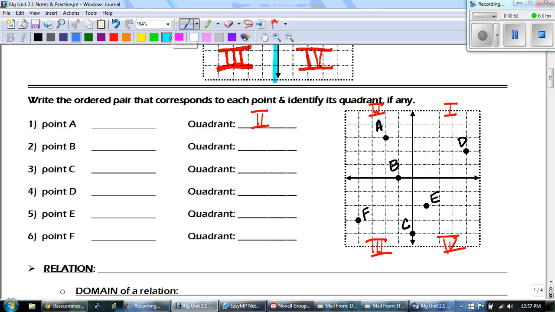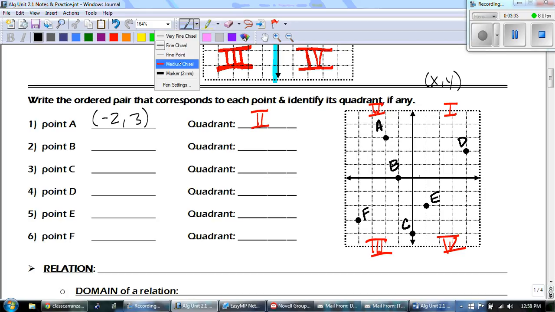So the ordered pair, remember that it's x comma y. Starting at the origin, I'm going to do this in pink real quick. To get to A, I need to go left 2, and then I need to go 1, 2, 3. So I had to go left 2, which is -2, and then up 3. So that tells me that ordered pair is -2, +3.